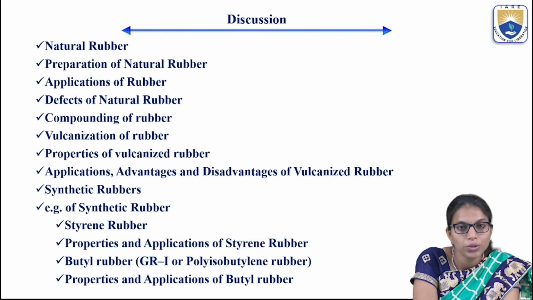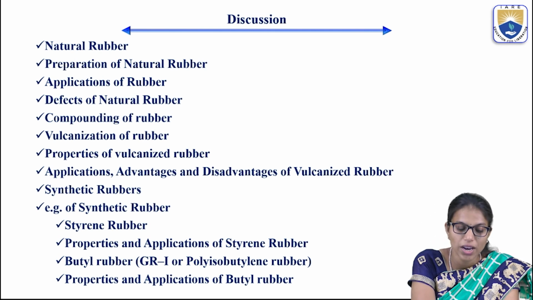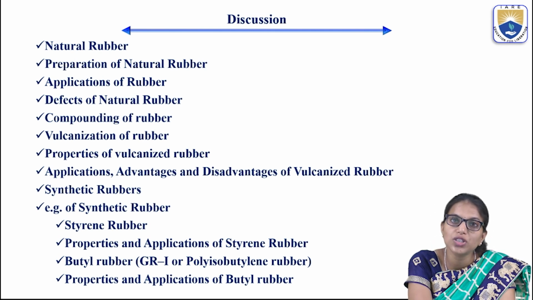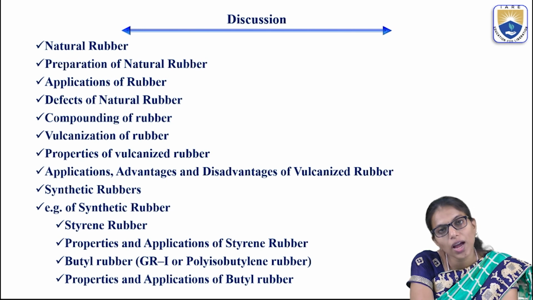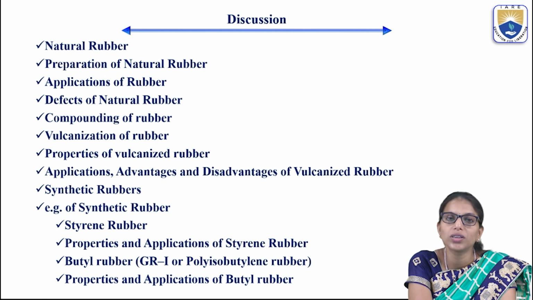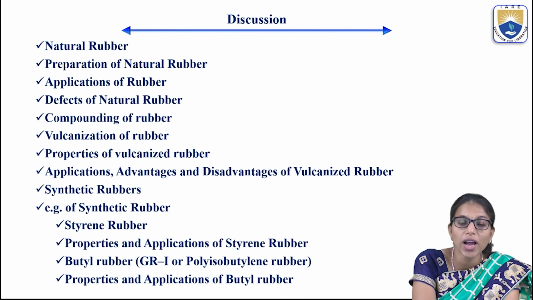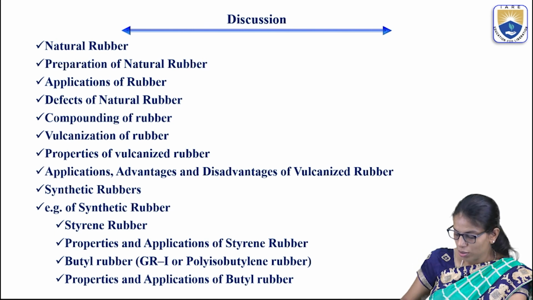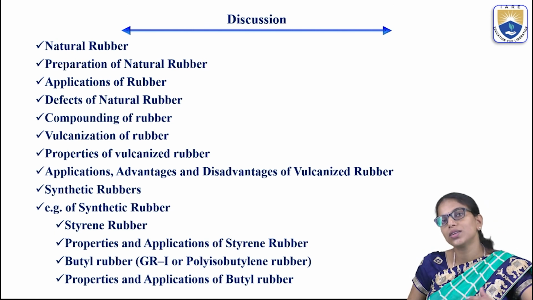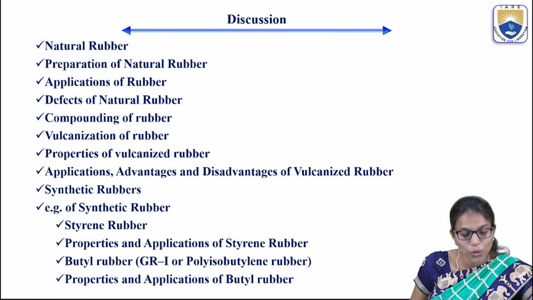So in today's lecture, what we have discussed is natural rubber, preparation of natural rubber, application and defects of rubbers, compounding and vulcanization of rubbers, the properties, advantages, disadvantages and application of vulcanized rubber, and synthetic rubber and their examples, that is styrene rubber and butyl rubber. So I hope you will understand all this discussion which we have done today.